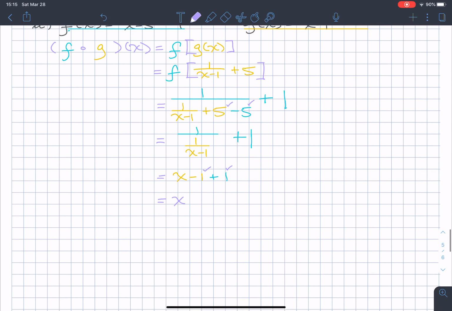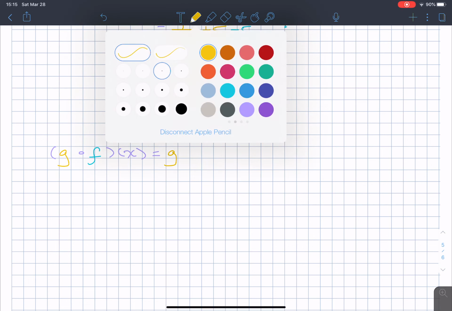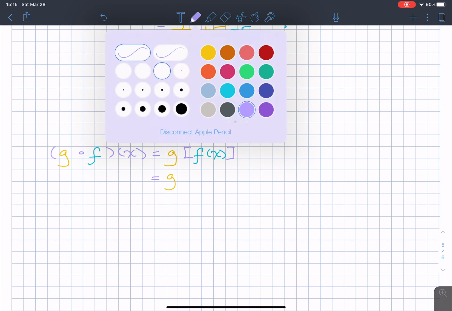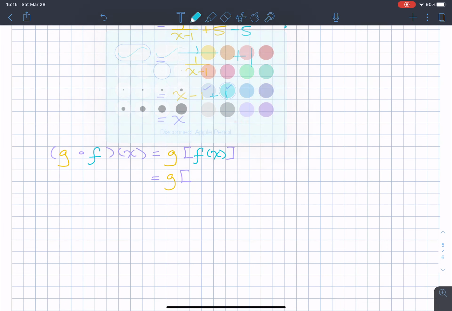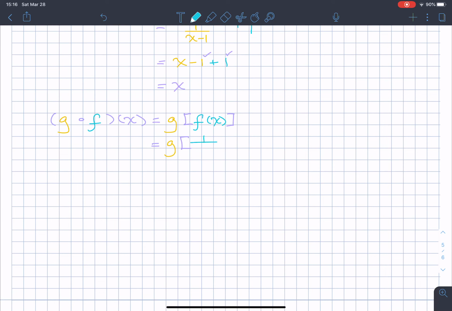But now I have to go backwards. So now I need to evaluate g composed with f of x, and hopefully also get x. So g composed with f of x means into the function g, I'm plugging the whole function f of x. So into the function g, what is the function f of x? I'm plugging in 1 over x minus 5, plus 1.